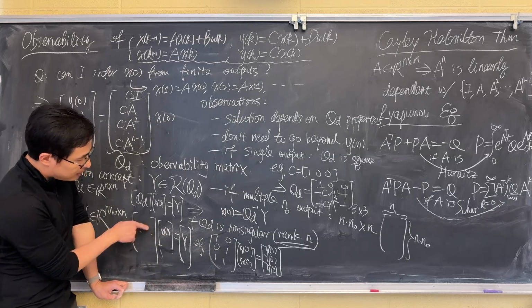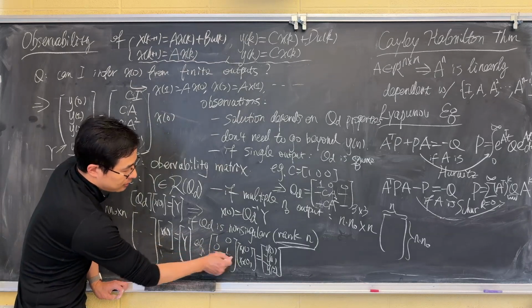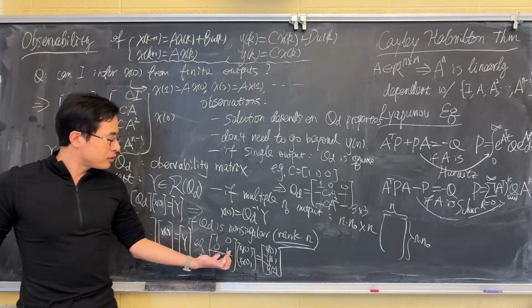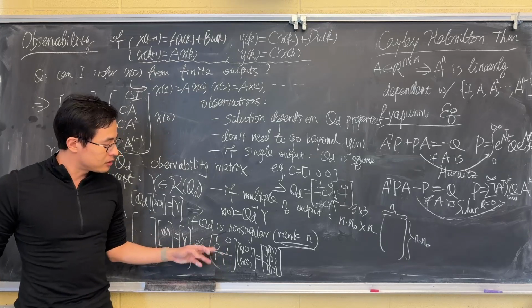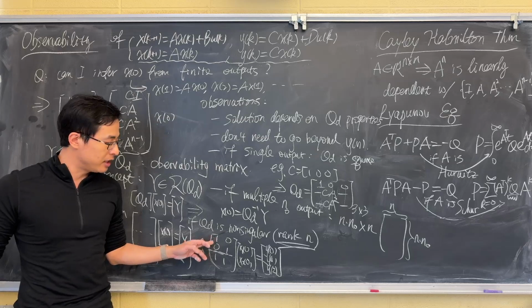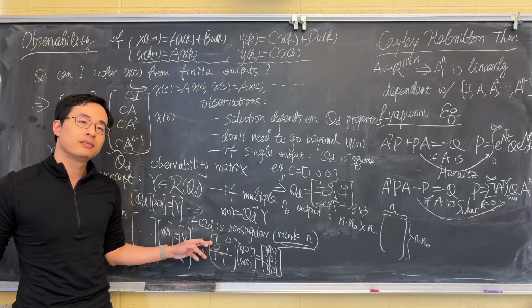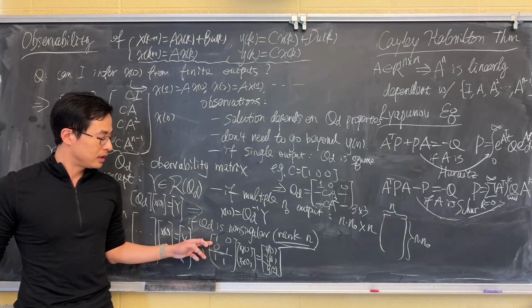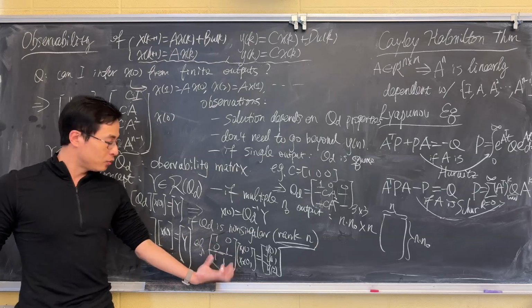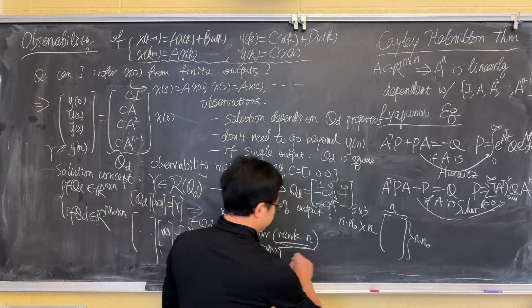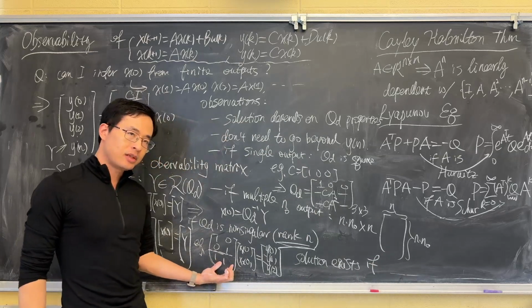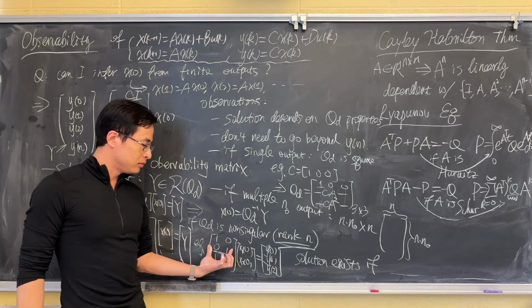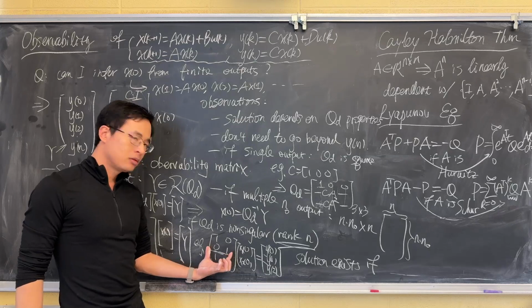For the square portion, you require that all the remaining rows can be expressed as linear combinations of the previous rows. Then the solution will always exist if the rank of this matrix is 2. It has full column rank.